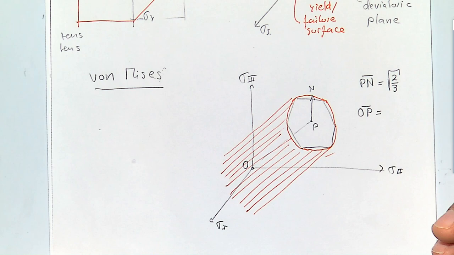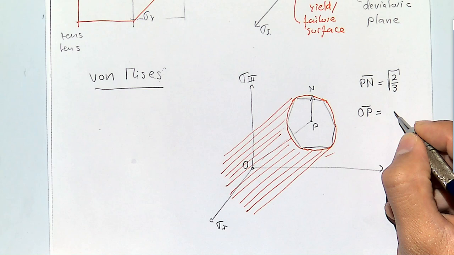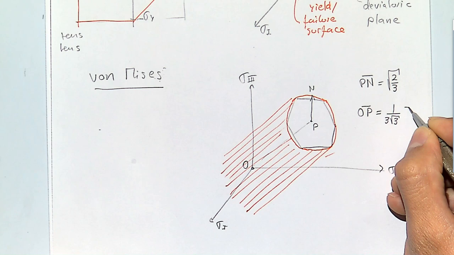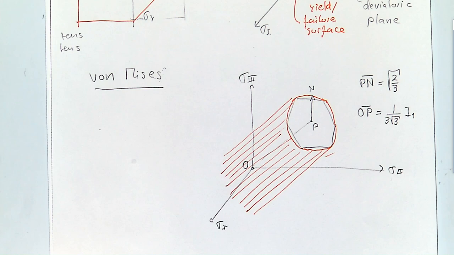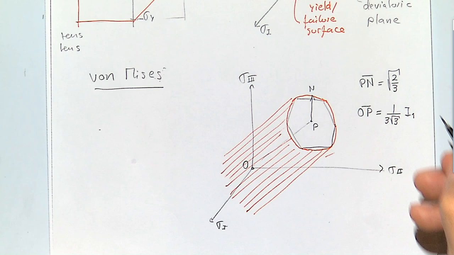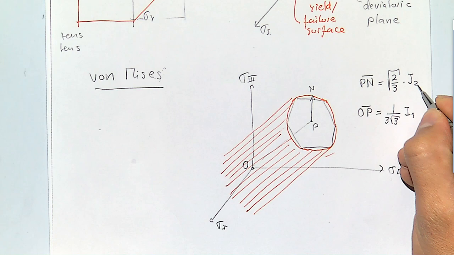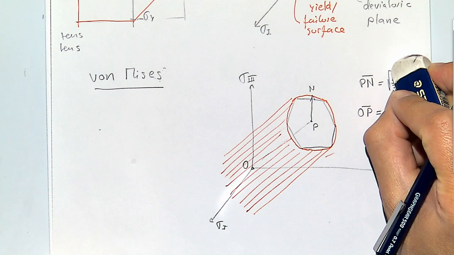OP is going to be equal to, let me check this because I don't have it in here. I can make the math. It's going to be proportional to the first invariant of the stress tensor. And PN, then we would like to make it proportional to which other quantity? The J2. And in this case, this is going to be, let me extend this square root. I think it's okay like this.